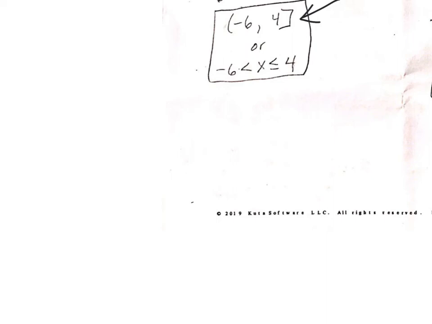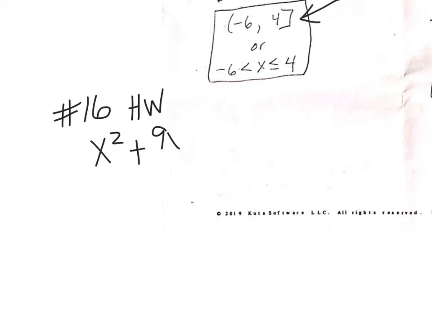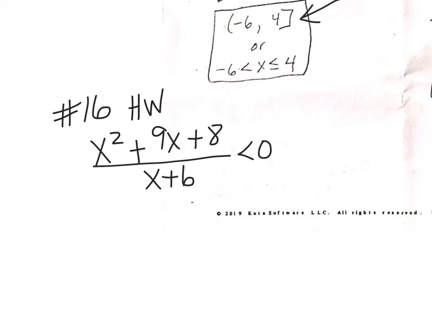Okay, I'm going to add one more problem for you guys. This is problem number 16 from your homework, and it's similar to one you might see on the test, so I want to make sure that you've got an example of it. It's x squared plus 9x plus 8 divided by x plus 6 is less than 0. Okay, so we've got to find where this expression is true.